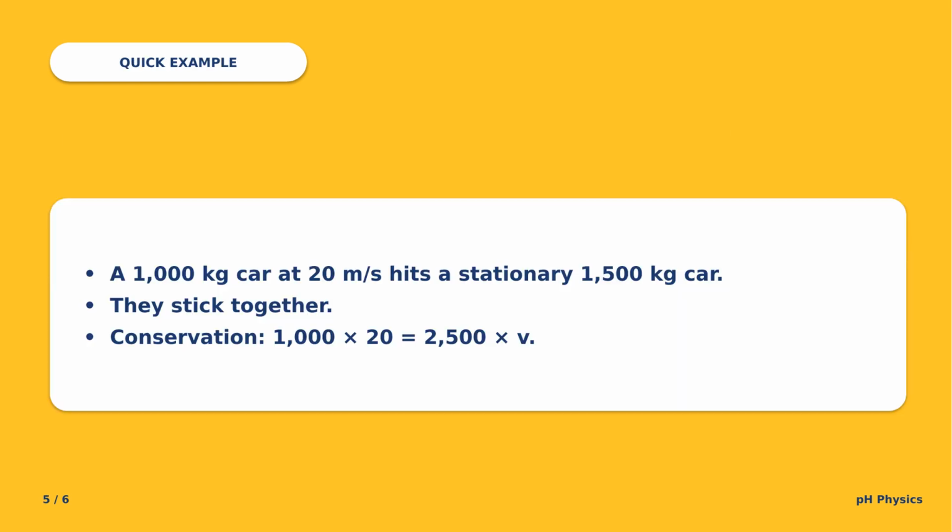Quick example: a 1,000 kilogram car at 20 meters per second hits a stationary 1,500 kilogram car. They stick together. So for conservation, 1,000 times 20 equals 2,500 times v. So v equals 8 meters per second as momentum is preserved.